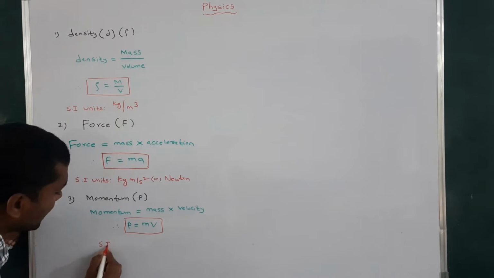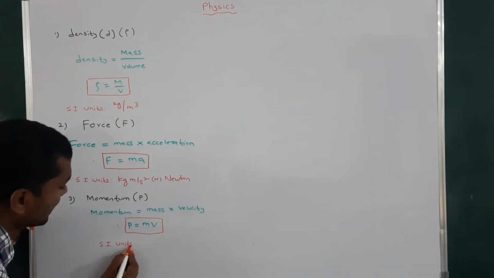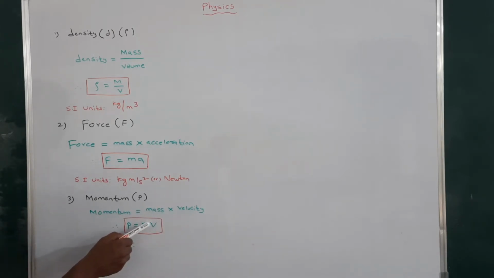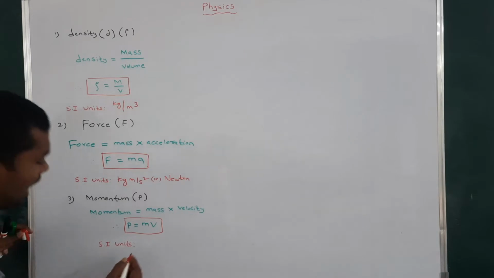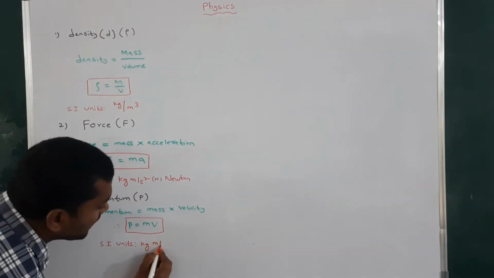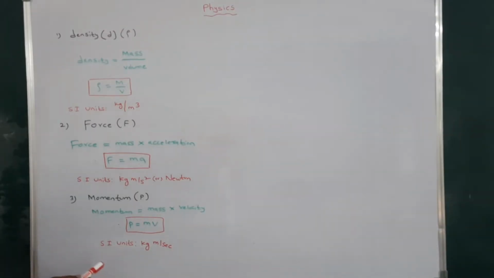Now we can write the SI units of the momentum. Momentum is equal to mass into velocity, P is equal to mv. m means mass of the object, measured in kilograms, kg. v means velocity, measured in meter per second. So the SI units of the momentum are kg meter per second.